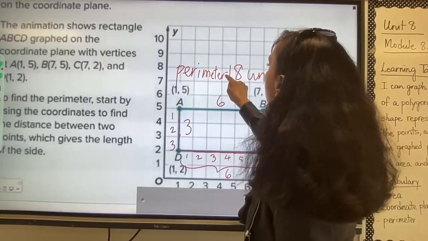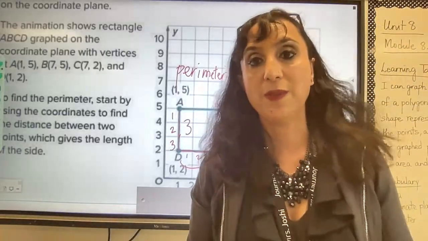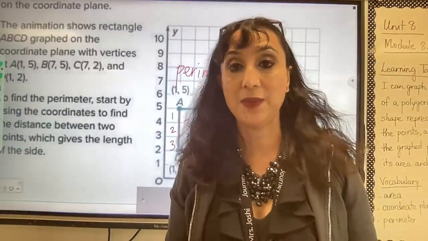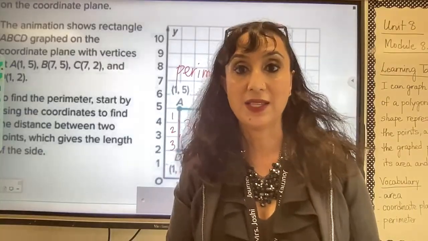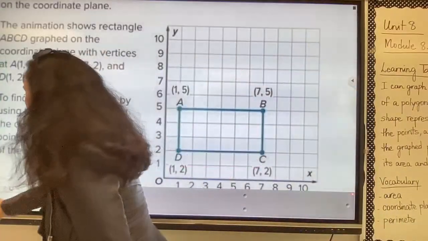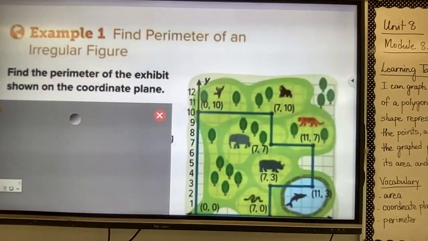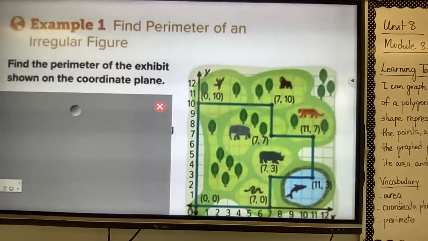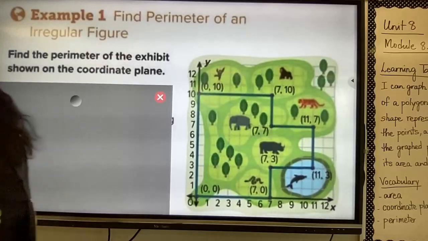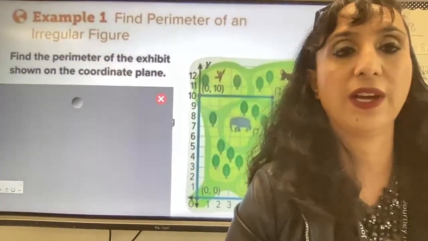Okay, so this is one way to solve it, and then the other way was by calculating based on the absolute value when finding the distance between 2 points. All right, let's move on to this figure over here. And now we are finding the perimeter of an irregular figure.